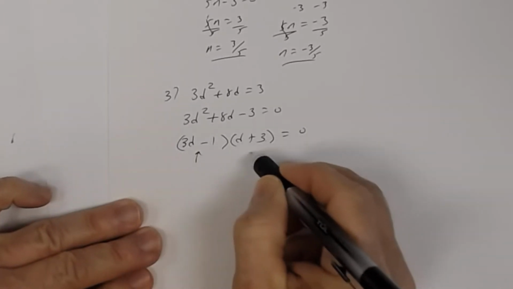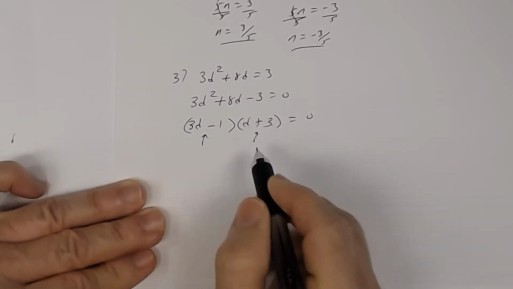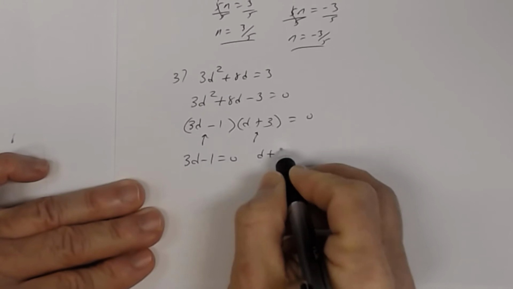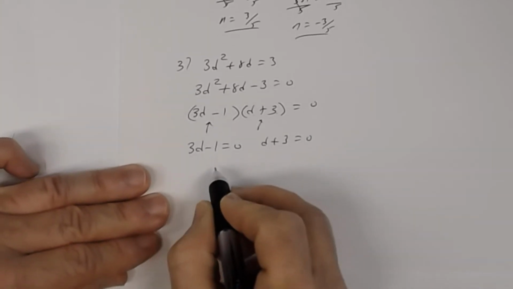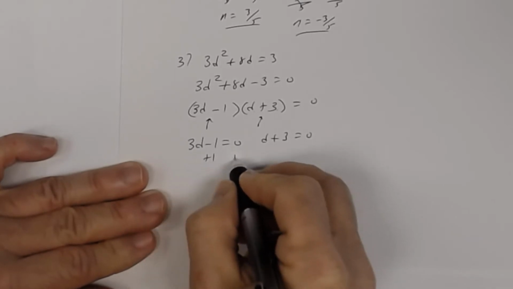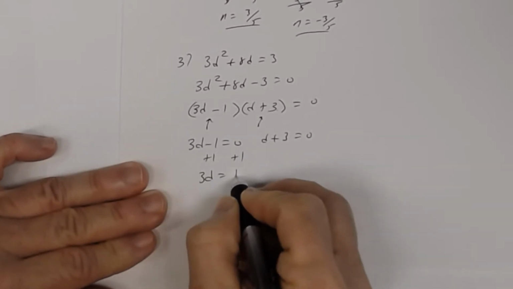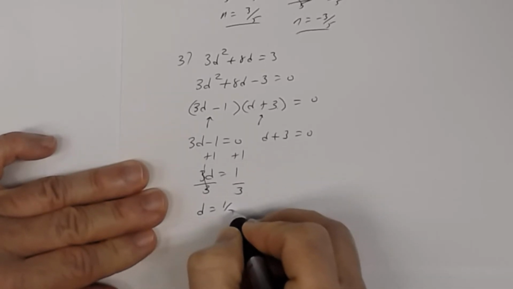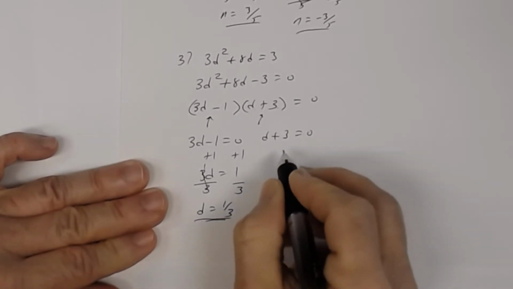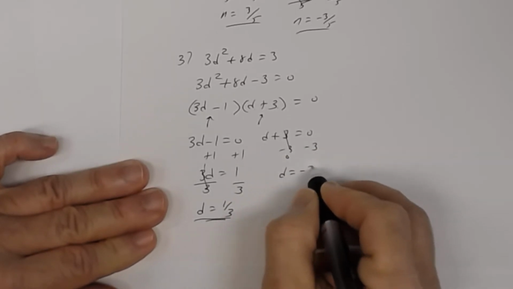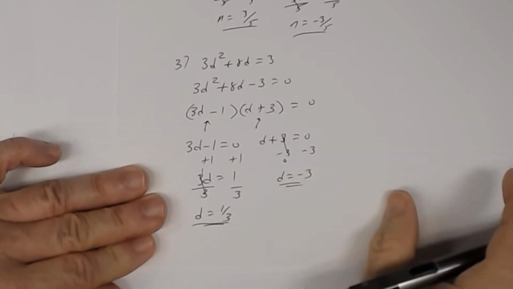So now we're going to use the zero factor property. I'm going to set each of those equal to 0. So I get 3d minus 1 equals 0, and d plus 3 equals 0. And it's just a matter of solving each of those linear equations. Adding 1 to both sides, I get 3d equals 1. Divide both sides by 3. One of my solutions is 1/3. Over here, subtract 3 from both sides. I get d to be negative 3. So those are your two solutions.